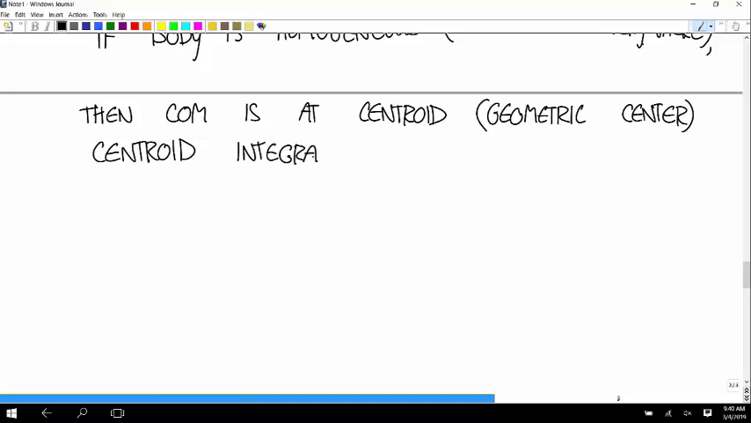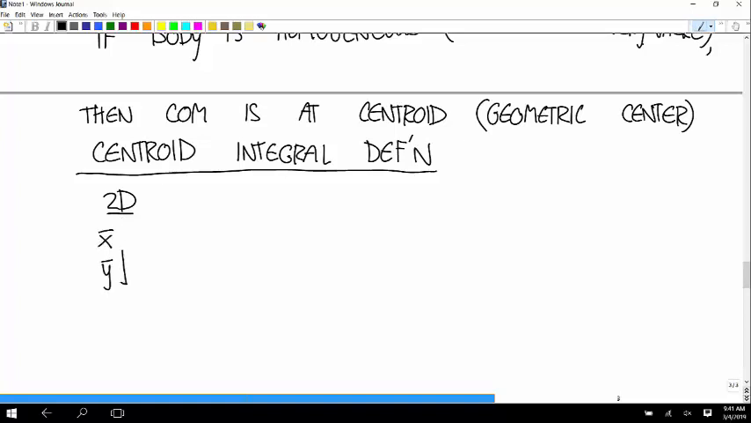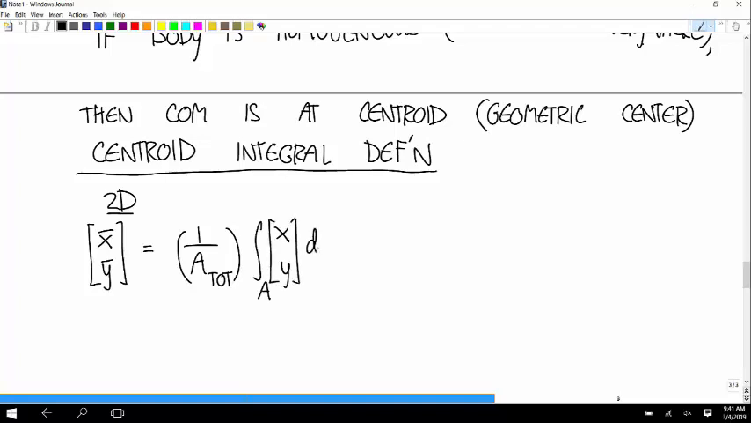And as you might imagine, they also have an integral definition. So in 2D, to calculate the centroid, x bar, y bar is equal to 1 over the total area times the integral over the area of x, y, dA.